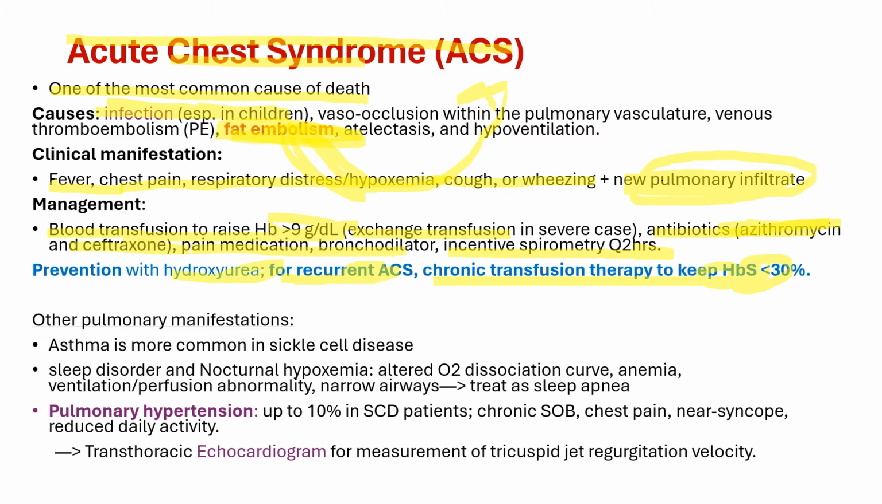Other pulmonary manifestations include asthma, which is more common in sickle cell disease, and sleep disorder and nocturnal hypoxia. When the patients have sleep apnea, treat as regular sleep apnea. And pulmonary hypertension is a very important complication. It occurs in up to 10% of sickle cell disease patients, and the patients have chronic shortness of breath, chest pain, near syncope, reduced daily activity. Then transthoracic echocardiogram for measurement of tricuspid regurgitant jet velocity is indicated. Those velocities go up high.